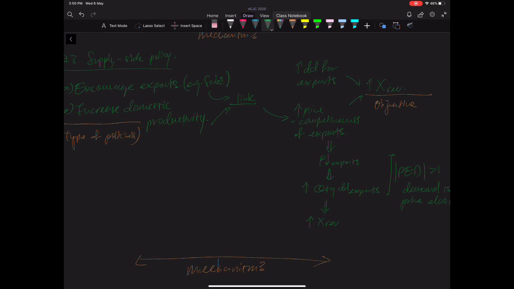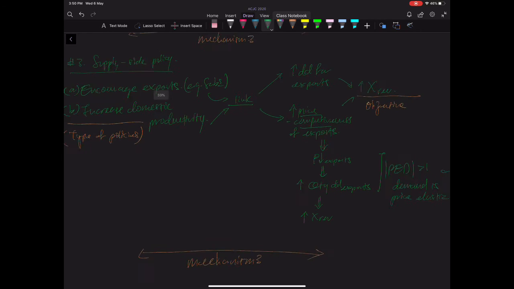That's not the only possible way. It's not just focusing on price competitiveness. If the productivity inherently increases the quality of your goods and services, especially if you're able to meet the changing tastes and preferences of the global consumption of this particular product and of this market, then actually the demand for your exports could also increase, even if the price of your exports may not necessarily be a lot cheaper.